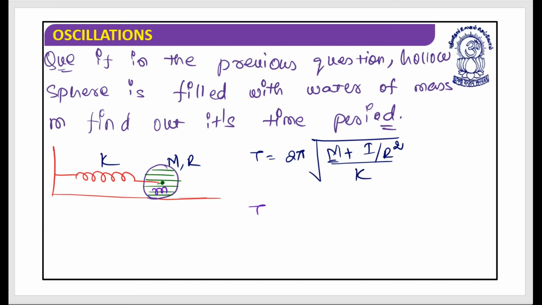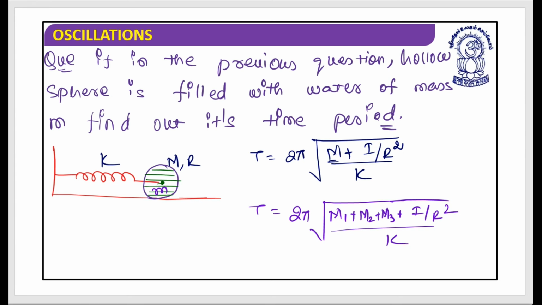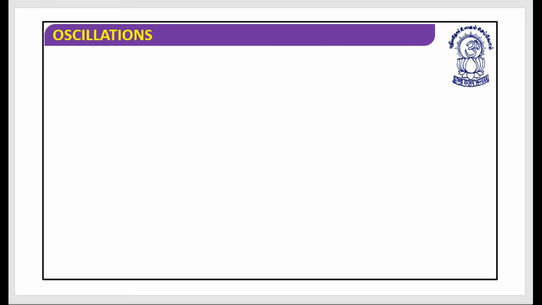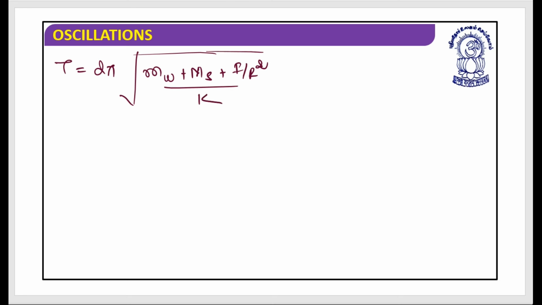So my formula would change. T is equal to 2π root of (m1 + m2 + m3 + I/r²) divided by k. Yes, it could be any masses that are added. You are just simply adding them. So in this situation, it should be T is equal to 2π root of (mass of the water plus mass of the sphere plus I/r², that is of the sphere itself) divided by k.